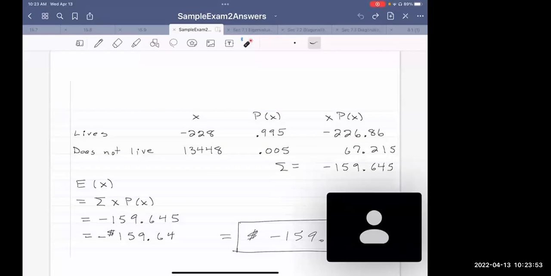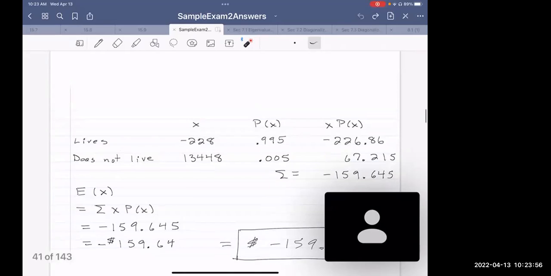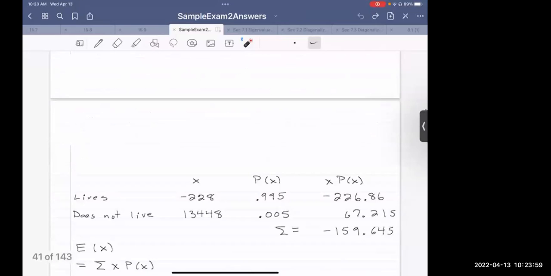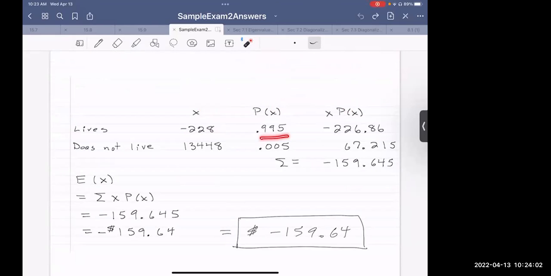Let's multiply 13,448 times 0.005 to get 67.215. Let's add these up. So I get a negative 159.645. Therefore, the expected value of the insurance policy is a negative $159.64. So you expect that you will lose some money because it's very unlikely that you're going to die within the first year.